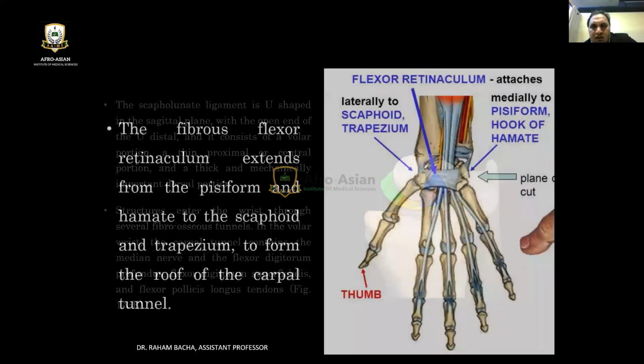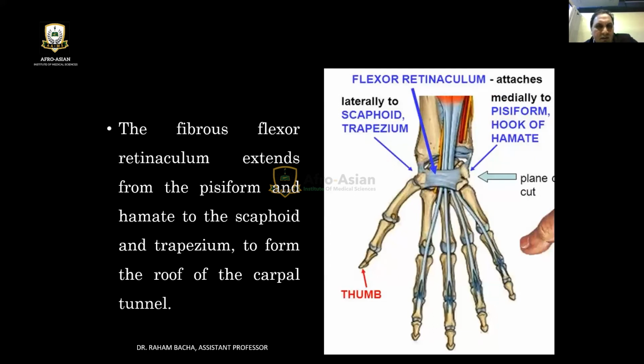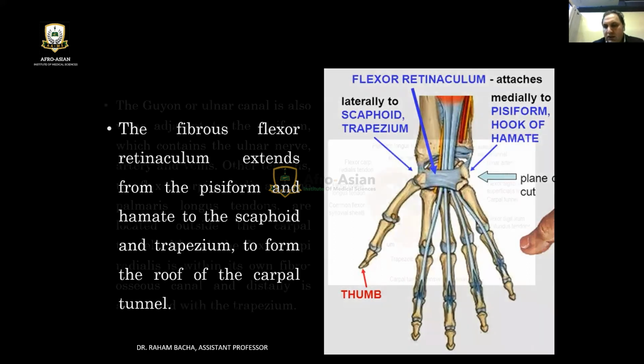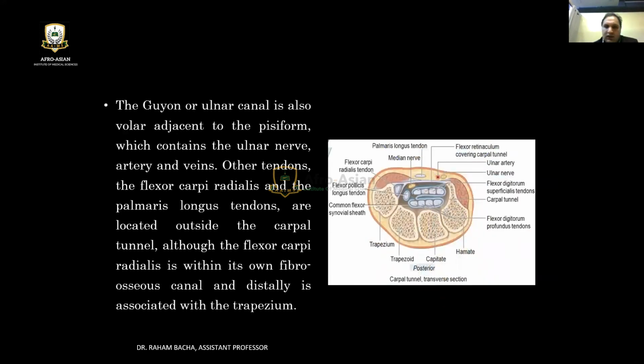So here you can see in this image the fibrous flexor retinaculum extends from the pisiform bone to the hamate hook and to the scaphoid and trapezium to form the roof of the carpal tunnel. We will discuss it in detail later on.